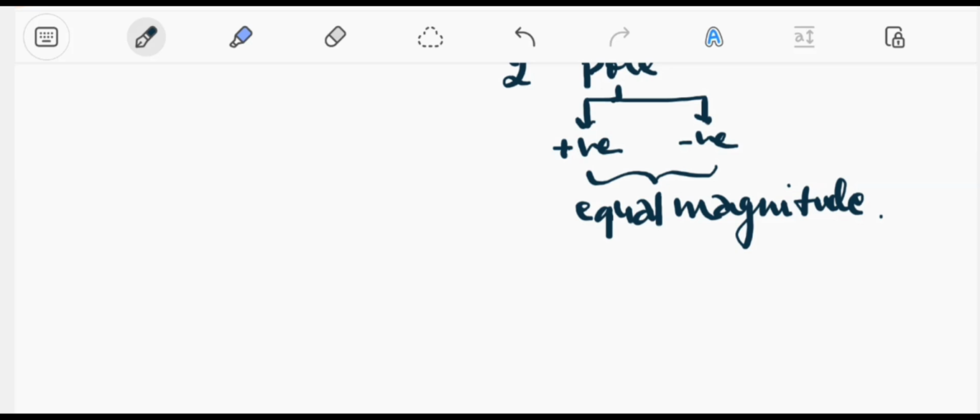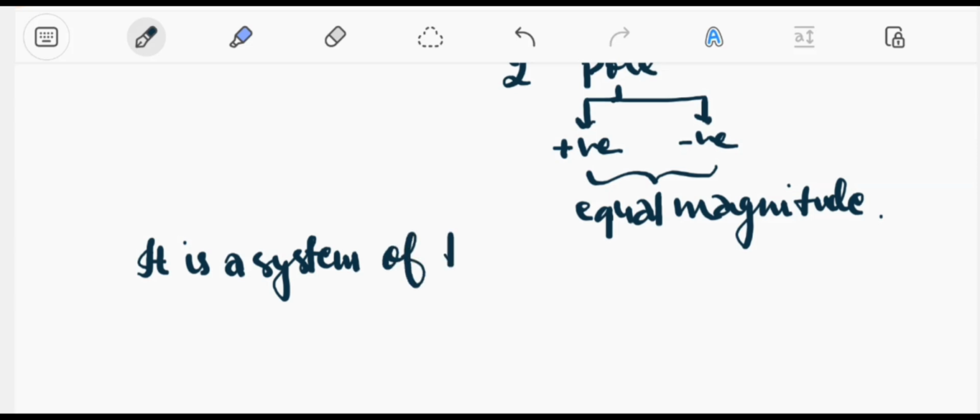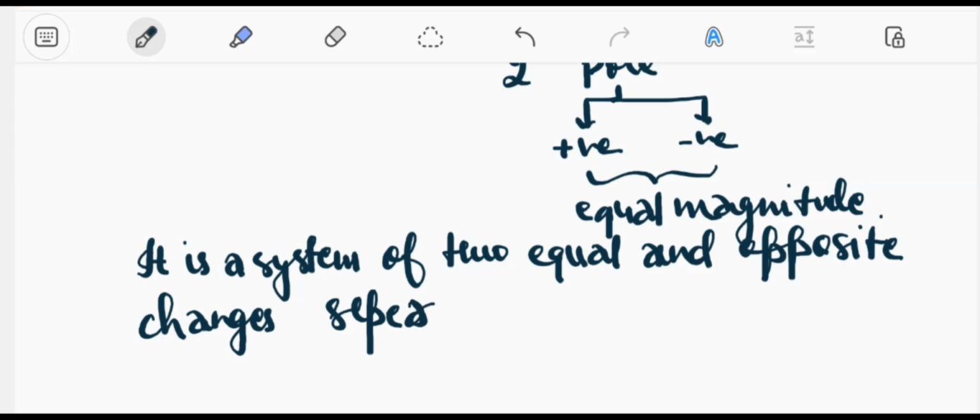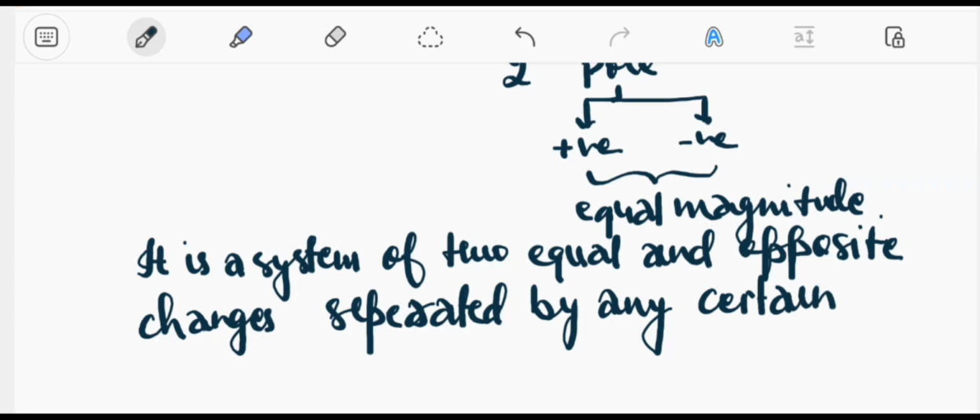It is a system of two equal and opposite charges separated by any certain distance.